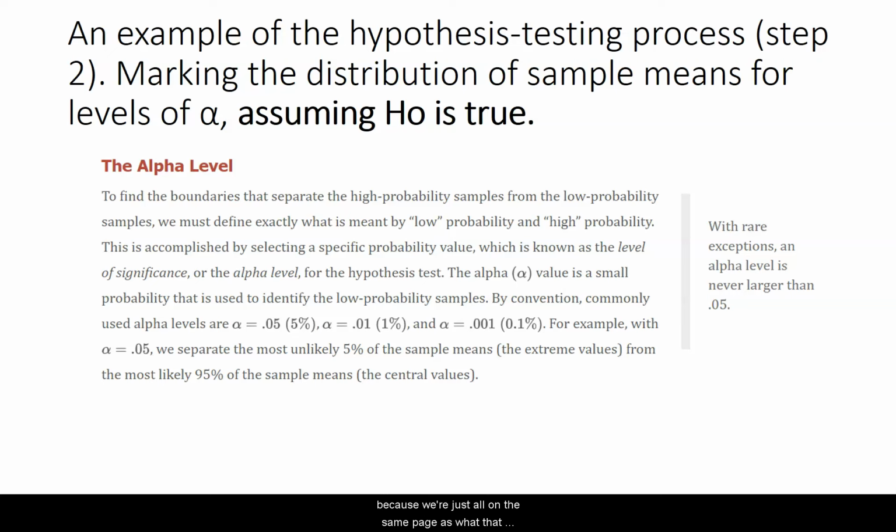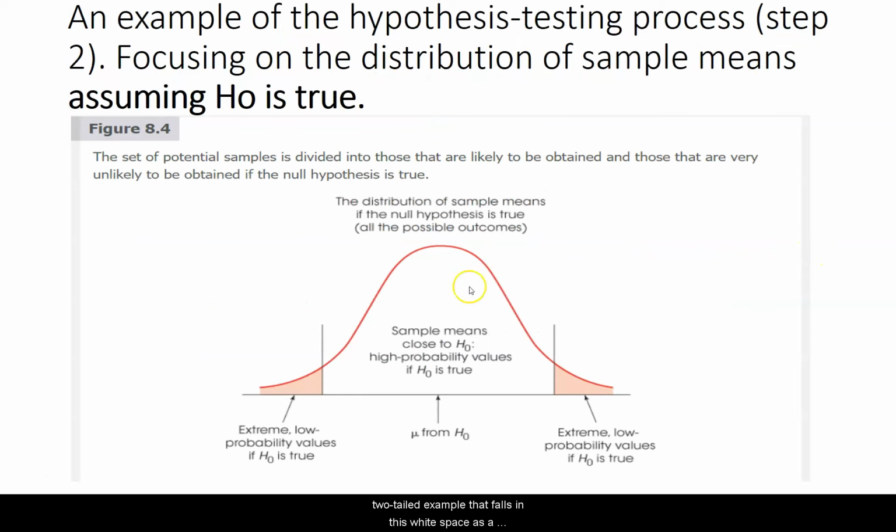The commonly used alpha levels are 0.05, 0.01, and in rare cases, 0.001. With 0.05, we separate the most unlikely 5% of sample means from the most likely 95%. And again, that's in this two-tailed example, that falls in this white space. As a researcher, I don't want it to fall in the white space. I'd prefer for it to fall out in the orange space so I can reject my null hypothesis.